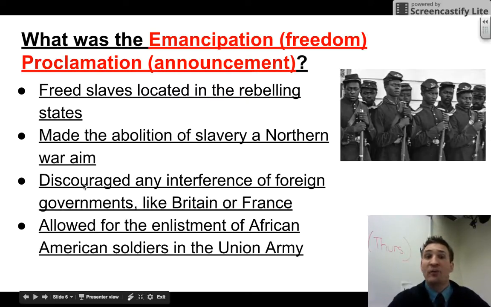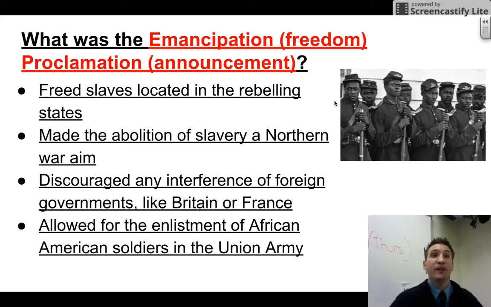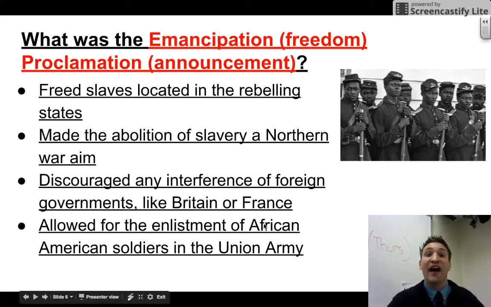Third, the Emancipation Proclamation discouraged any interference of foreign governments like Britain or France. This was a United States war. No foreign powers could come in and help. Fourth, the Emancipation Proclamation allowed for the enlistment of African American soldiers in the Union Army. And here is a group of African American soldiers about to fight for the Union, for the North.